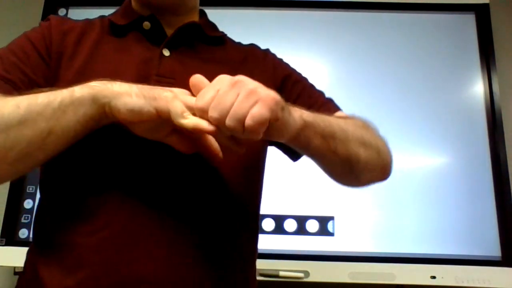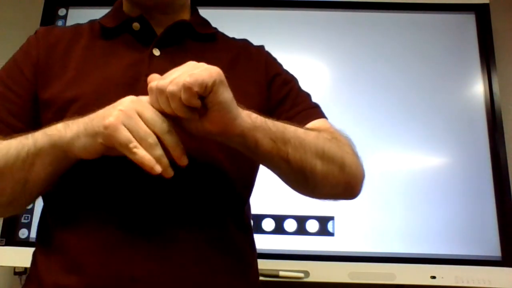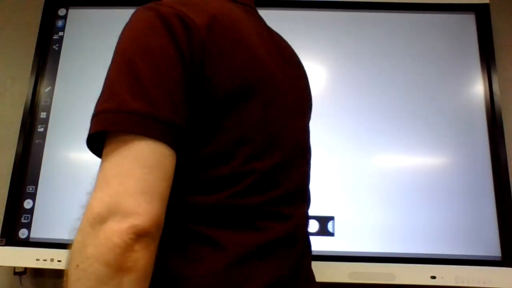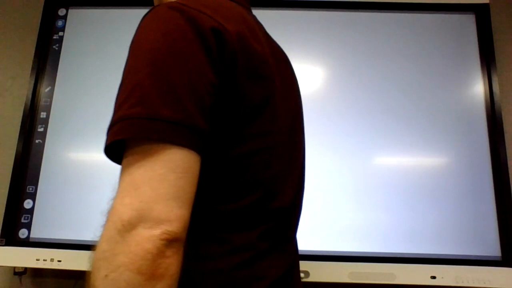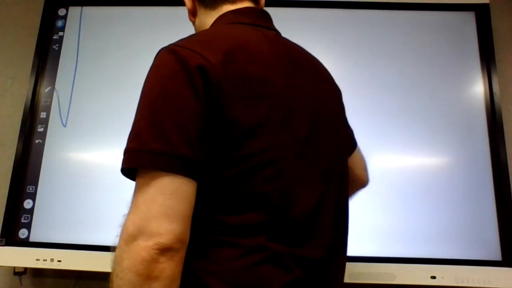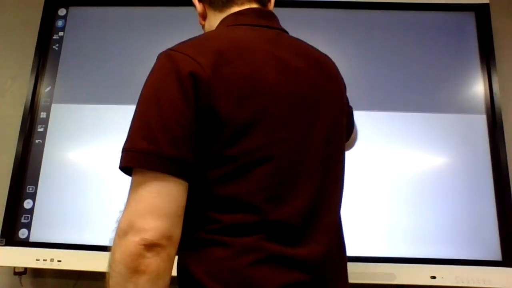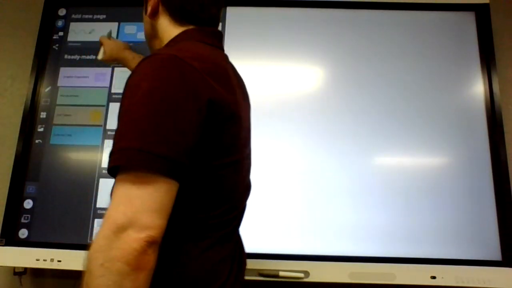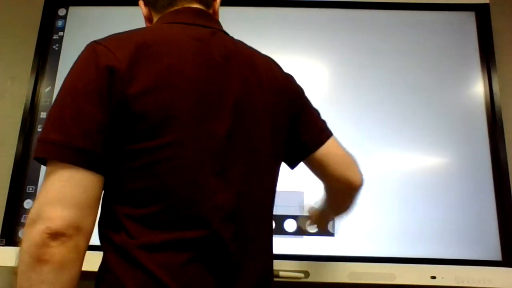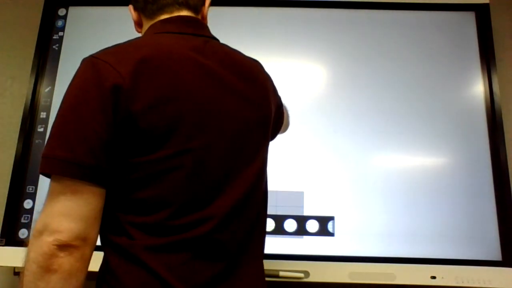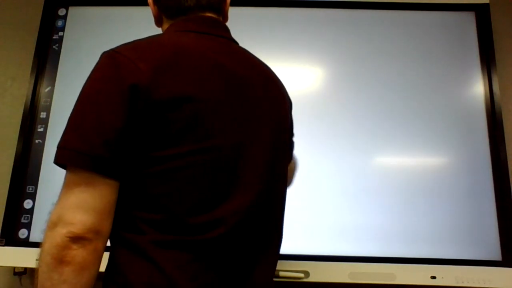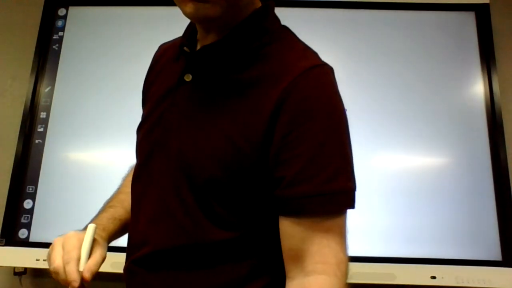An object is pulled south by a force F1 of 5 newtons and east by 12 newtons. Find the direction and magnitude. So the picture. Five south, 12 east, right?